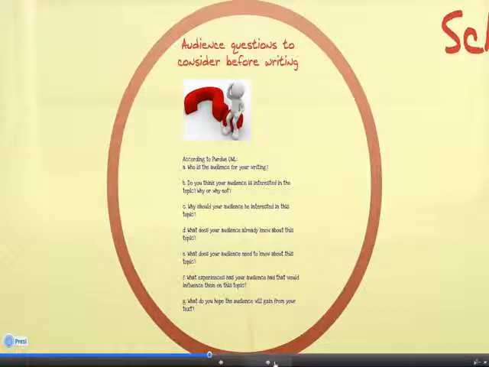And I believe that they are listed on the blue handout so that you can refer to these in the future. These questions were taken from Purdue OWL, which if you have never used Purdue OWL, it's a great resource.